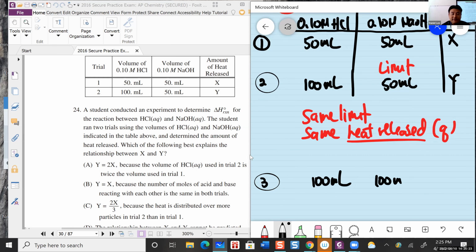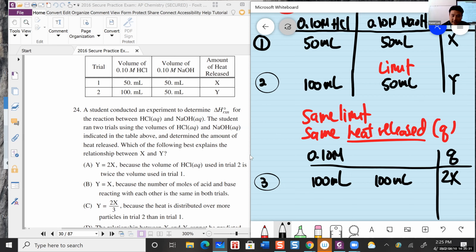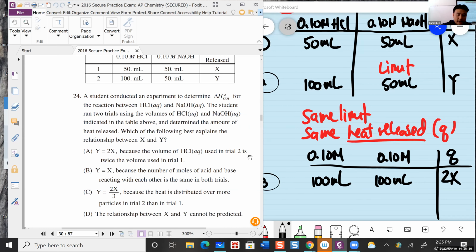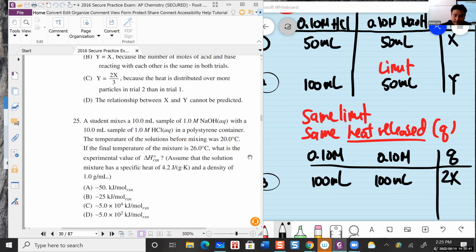And do you see I effectively double the limiting reagent? So the amount of heat released would be 2X. Okay, because the amount of limiting reagent doubled when I use 100 mL for both. Then you're going to release twice as much heat. All right, so let's look at 25.